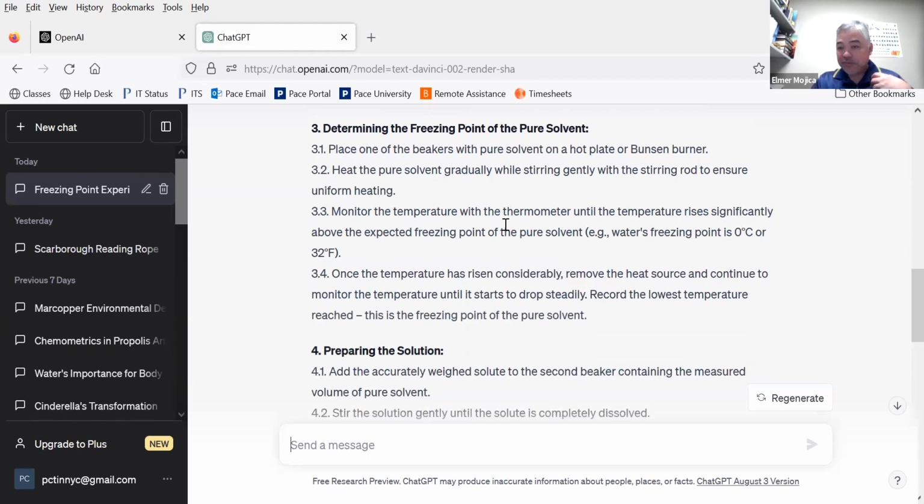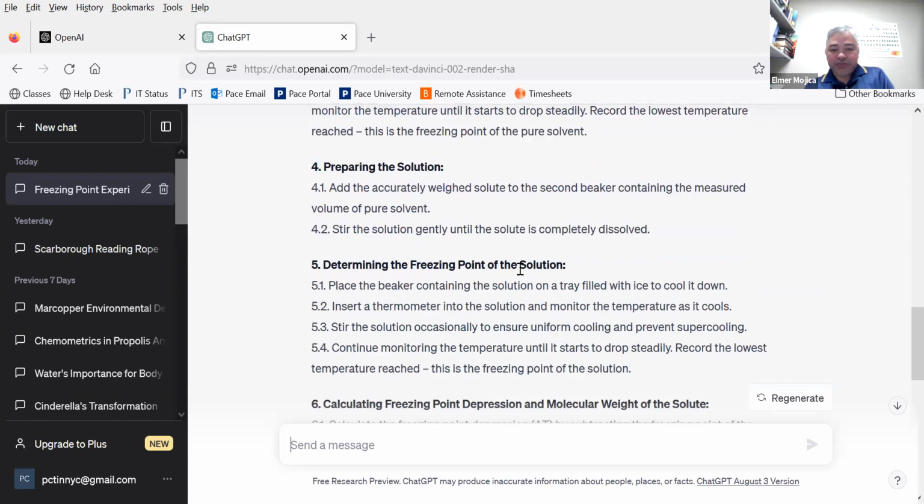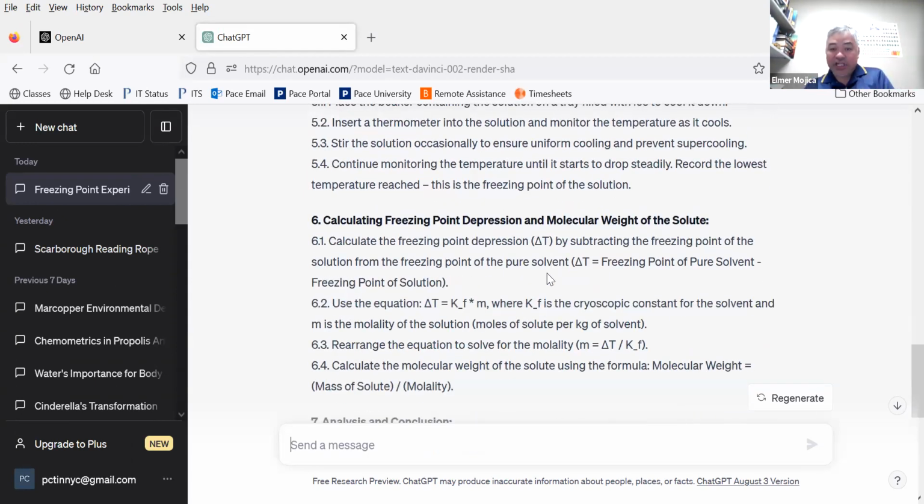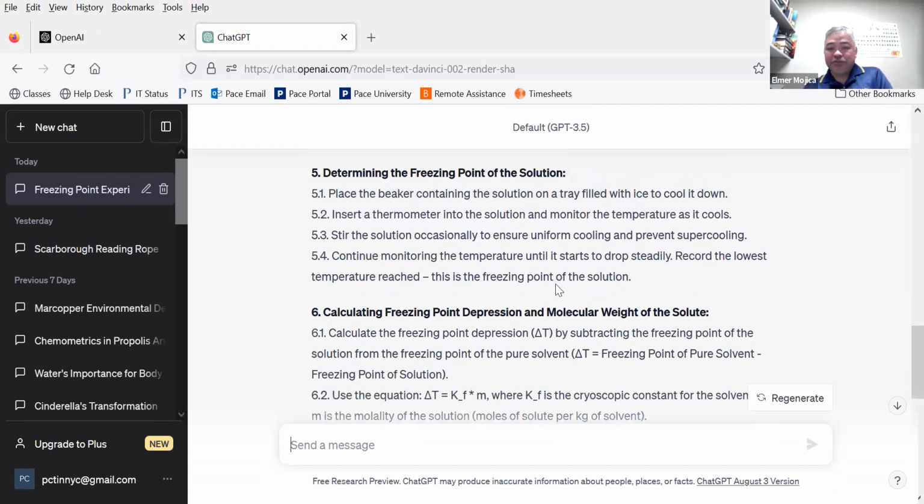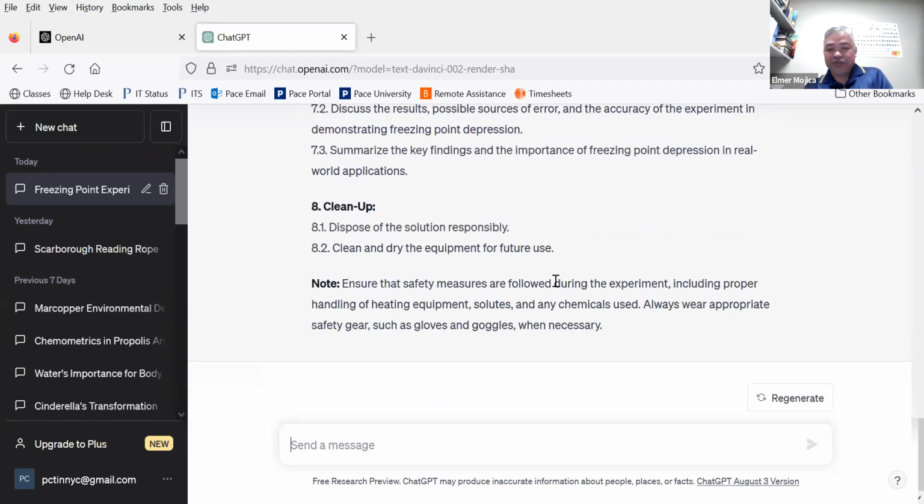As you can see, if you are a chemistry teacher, you're familiar with this experiment. You just compare the freezing point of a pure solvent and a solution. So you expect here a thermometer to monitor the temperature, then prepare the solutions, determine the freezing point of the solution, and then some sort of calculation guide. What are the calculations that you need to do? And then analysis and conclusion, and it always gives you a note about the safety things. So that's just one way for you to use ChatGPT to understand more the procedures in a given experiment.